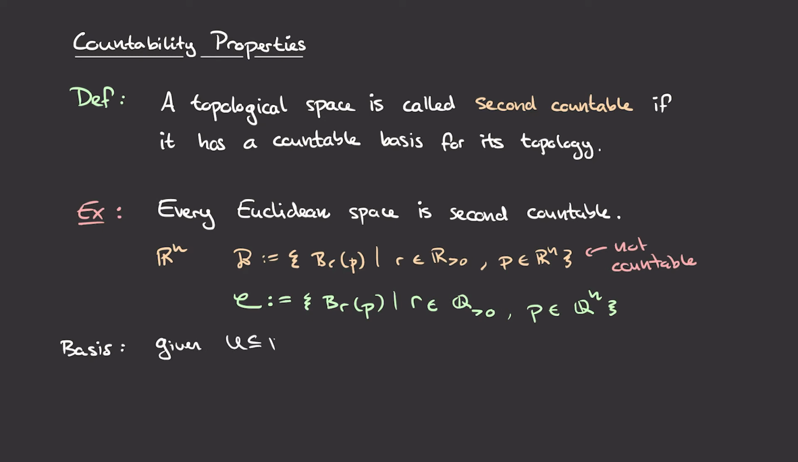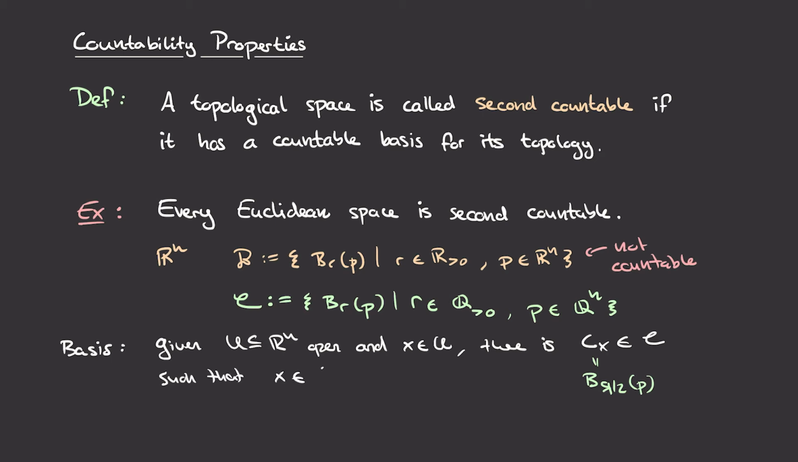given an open subset U of R^n and some point x in U, there is what I'm going to be calling C_x in C, and we know from before that this is just this B of radius q halves at p, such that x lies within C_x, and C_x is a subset of U. And now we're almost done because we can just consider the union over all points p in our subset U, and we union over these sets C_p. And each of these sets C_p lies within the collection C.